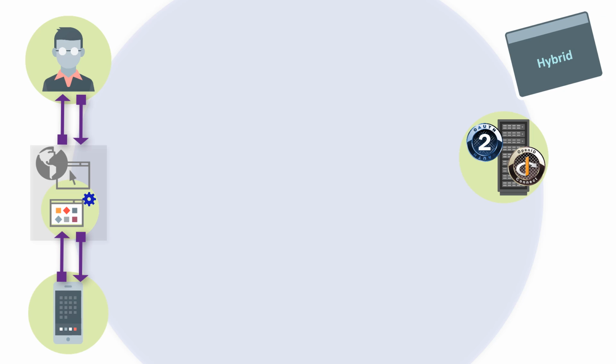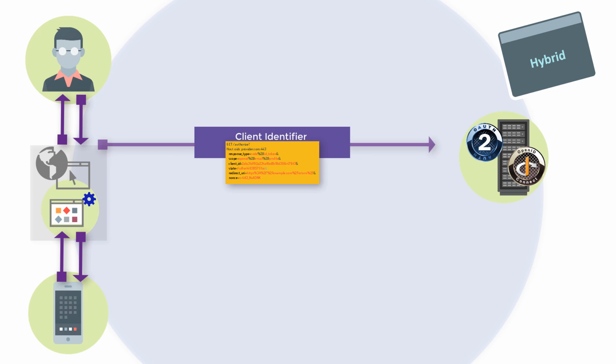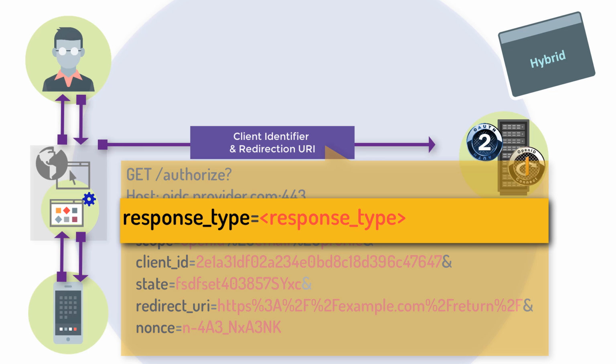The hybrid flow is a combination of the authorization code and implicit flows. Tokens can be returned by both authorization and token endpoints. Where the tokens are returned from depends on the response type specified in the redirect URI. The response type can be set to either code token, code ID token, or code ID token token.